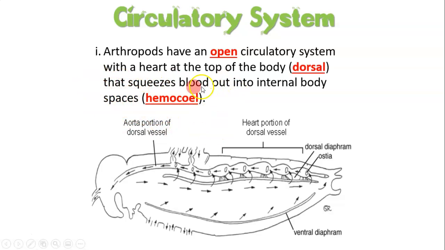The space is the hemocoel. Now, if you remember, coel, C-O-E-L, is the beginning of that word coelom. And coelom is that big opening that organisms have if they have 3 germ layers. So hemo refers to blood. So this is just like an opening where blood squeezes out into.